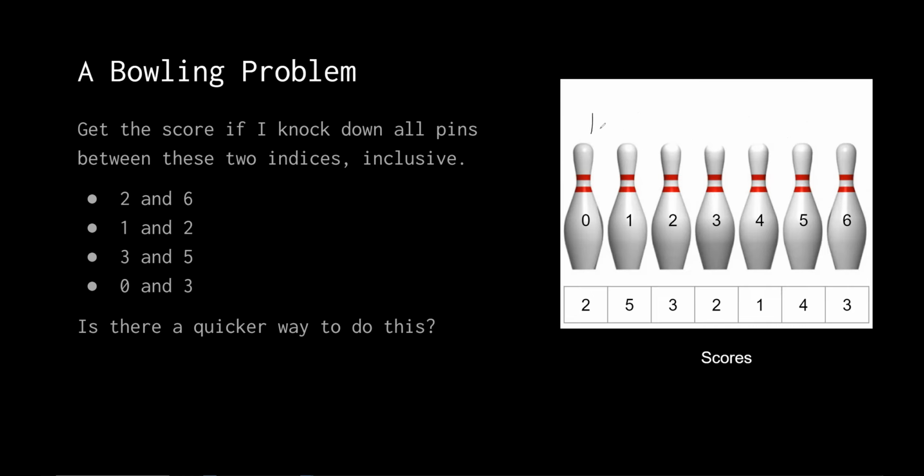But like Matthew said, we're basically calculating this range, taking these values and adding them up. And we're doing this many times, right? In this example, we're doing 2 and 6, 1 and 2, 3 and 5, 0 and 3. We're doing this more than once, which means that we need to design an algorithm that works when we ask this question many times.